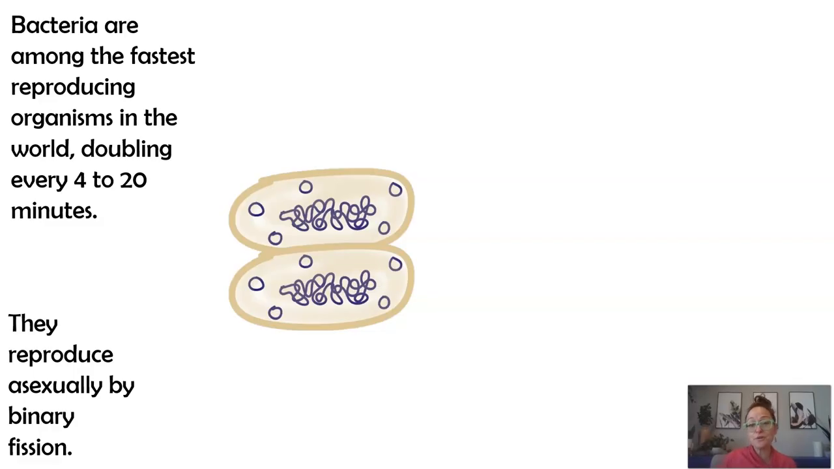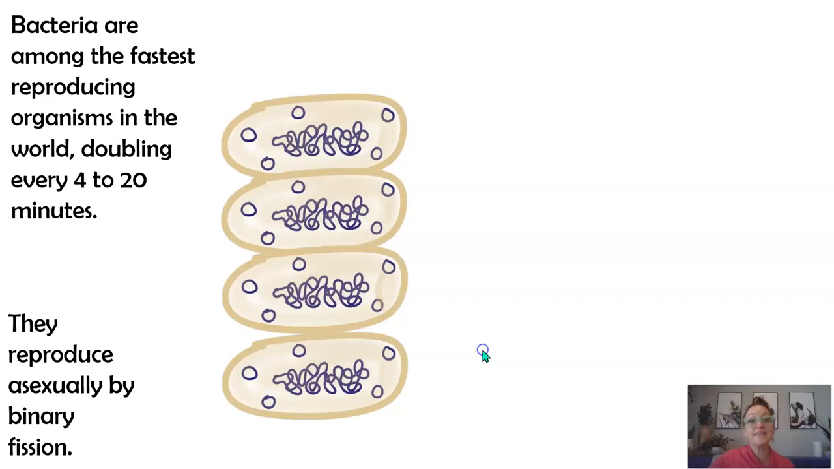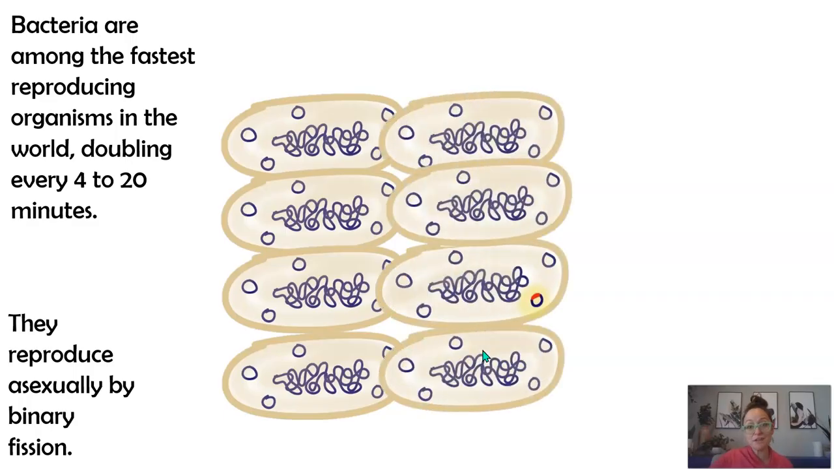So here we have two identical bacteria, and then they will double by binary fission. So now we have 4. And now these double by binary fission. Now we're at 8. So it's really quick exponential growth. But here we see a mutation.